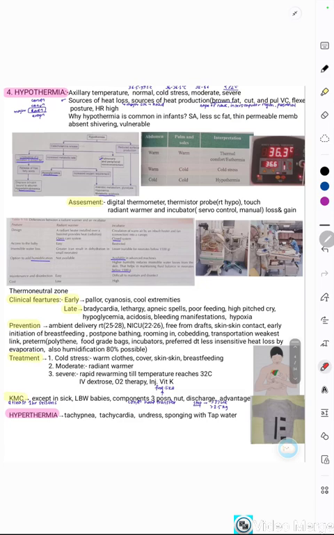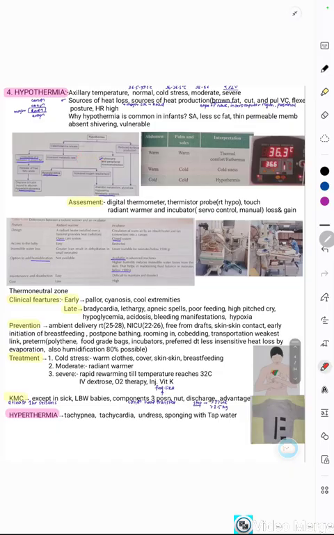Then hypothermia is more common in infants because they have a greater surface area, less subcutaneous fat, and thin permeable skin. There is no shivering mechanism, and they are more vulnerable to this. Hypothermia will lead to catecholamine release. Because of catecholamine release, it will lead to uncoupling of the beta oxidation of the fats, and that will lead to hyperbilirubinemia.